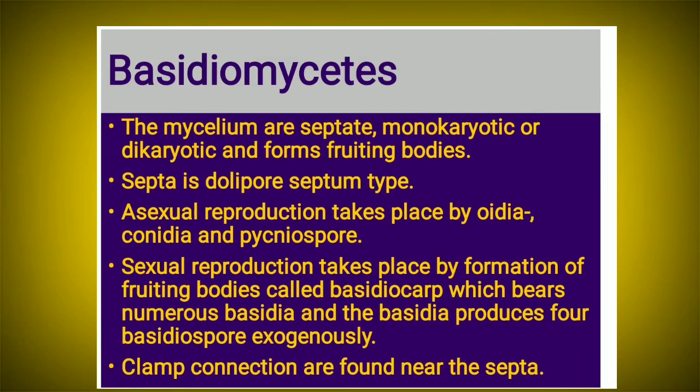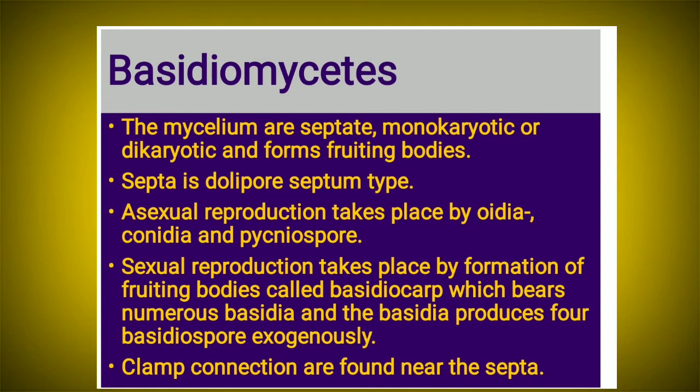The next point is that asexual reproduction takes place by oidia. In the last class we have discussed what oidia are. They are generally the tip part of the hyphae which develops into spore, or that can be conidia. So that we have already discussed, or it can be pycnospore. So pycnospore is another asexual spore.